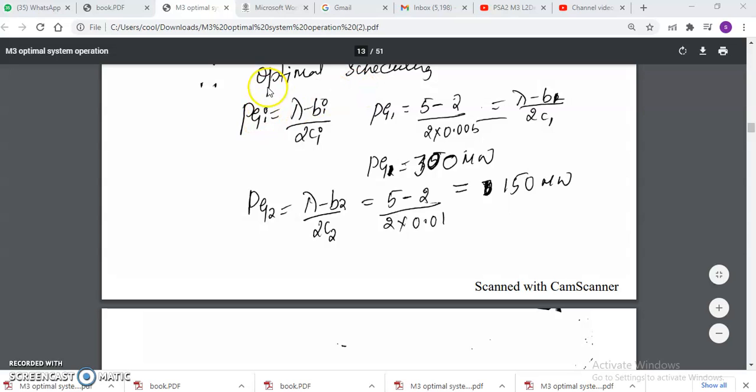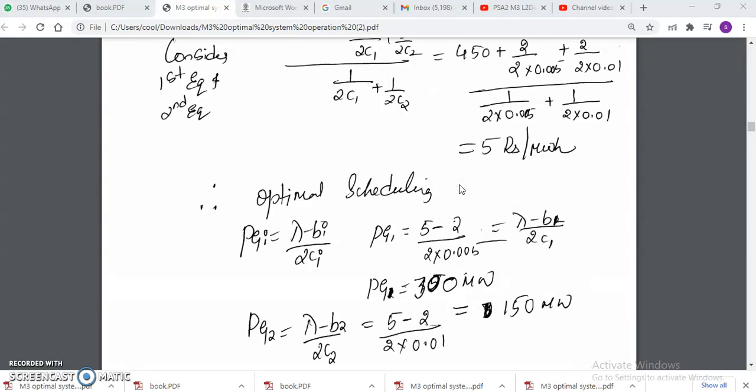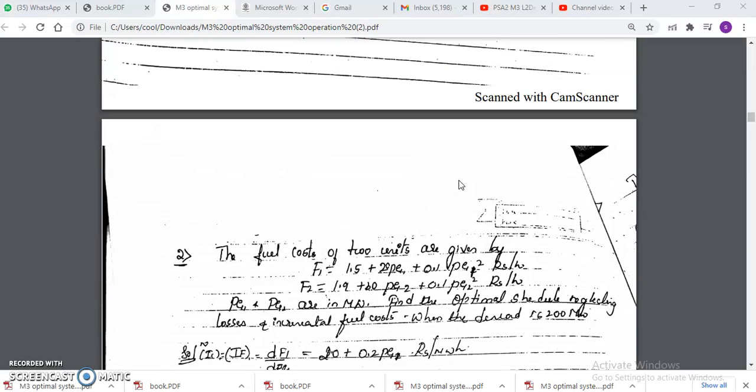The formula will be Pgi equals lambda minus Bi by 2Ci. Substitute here: lambda minus B1 by 2C1 for the first plant, lambda minus B2 by 2C2 for the second plant. Substitute both case values. Pg1 is 300, Pg2 is 150. It means if you add both, it will be 450 megawatt. So now we found one method by the derivation, and there is an analytical method. Got it? Okay.